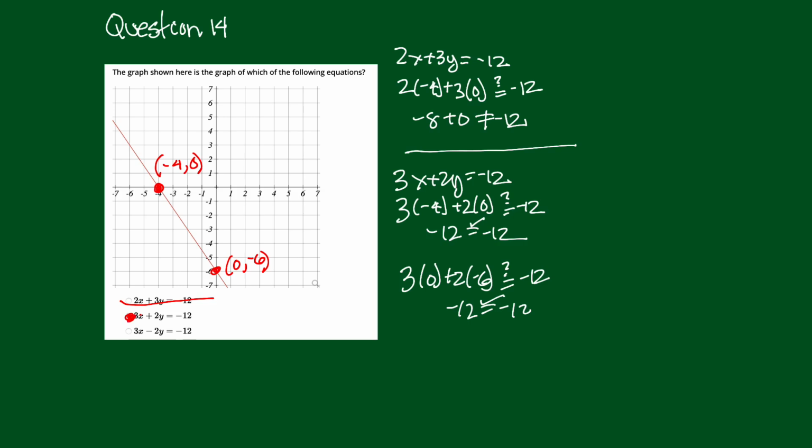If you want to check that last one, let's go ahead and do that. So that last one is going to be 3x minus 2y equals negative 12. Well, put in the first point. Put in the 3 times 0 minus 4 times negative 6. That gives me 24. That is not equal to negative 12. So that last one doesn't work either.